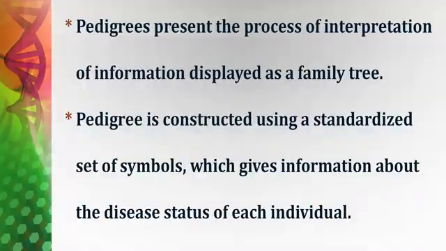Introduction. Pedigree is constructed to establish the mode of inheritance of a character in a family. The pedigree shows the presence or absence of a character as it relates to the relationship among parents, offspring and siblings. Pedigrees present the process of interpretation of information displayed as a family tree.